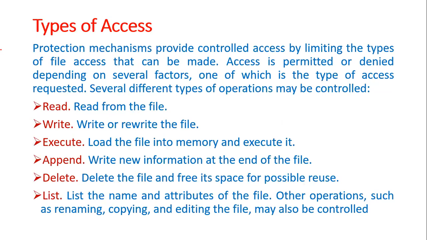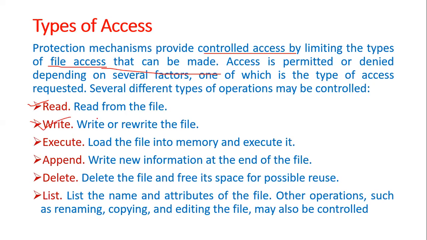We have many types of access rights. The protection mechanism provides controlled access by limiting the types of file access that can be made. Access is permitted or denied depending on several factors, one of which is the type of access requested. Several different types of operations may be controlled. The first one is read. If the user is given only read access, they can only read data or information from the file.